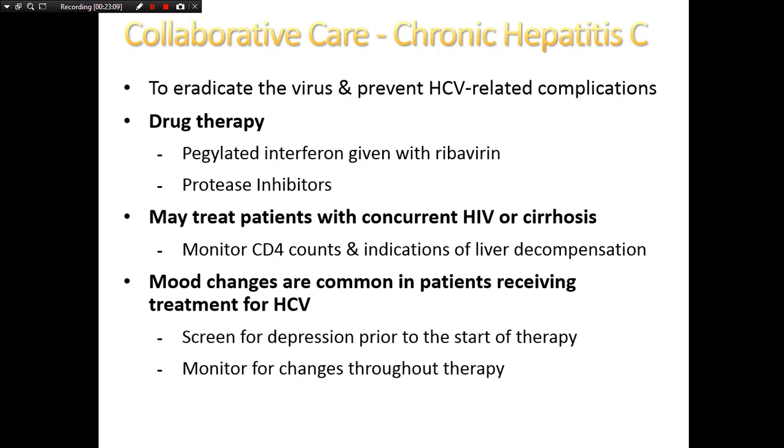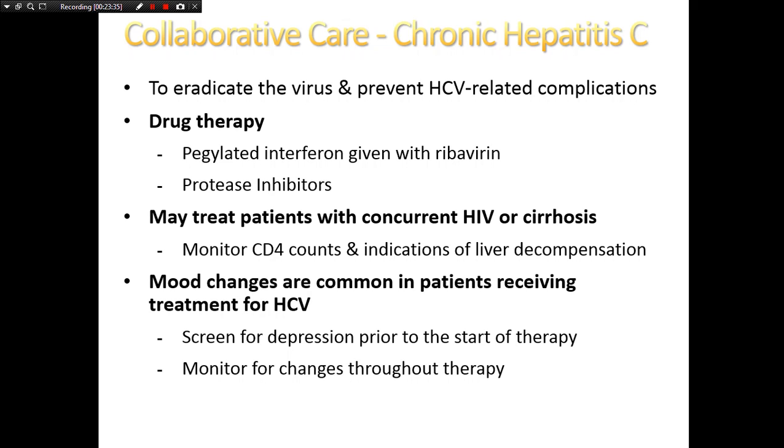So chronic hepatitis C, the goal with treatment for hepatitis C is to actually eradicate the virus and prevent HCV-related complications. So drug therapy, a little similar to chronic hep B, but different. You're going to see pegylated interferon that's also given with ribavirin, and there's protease inhibitors.